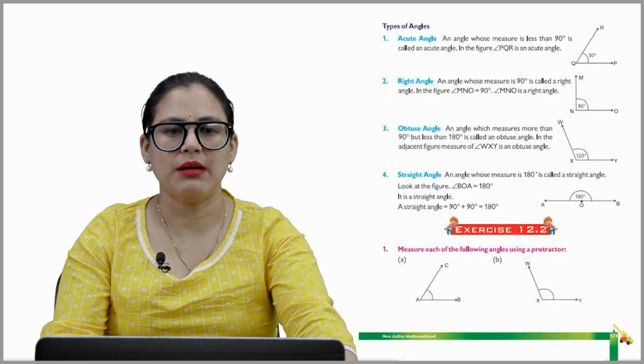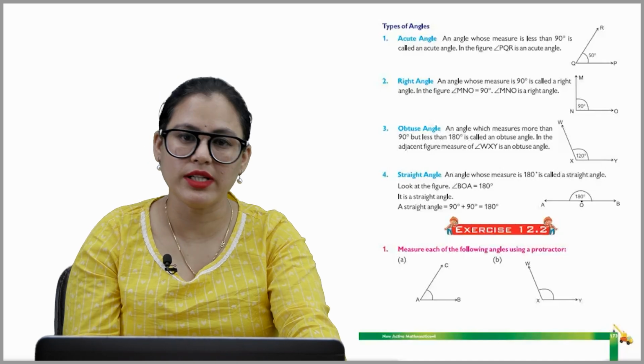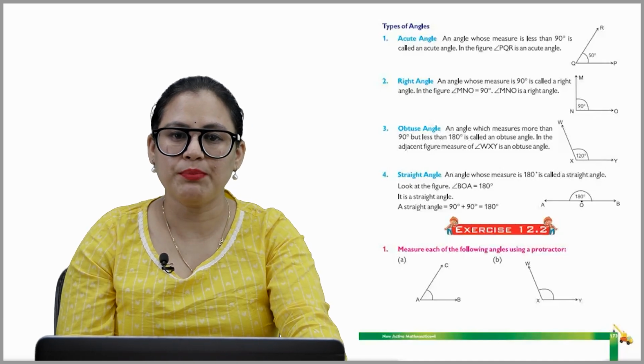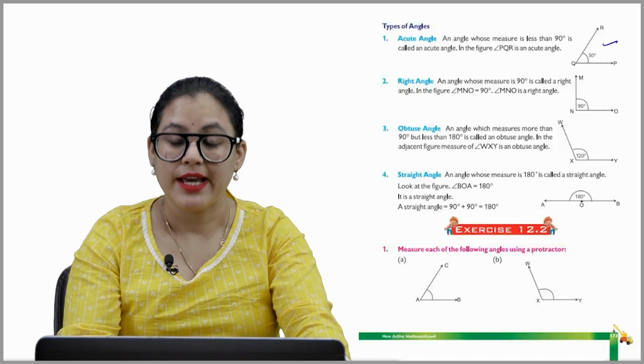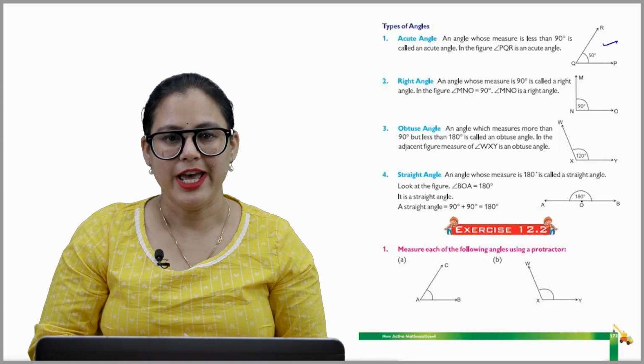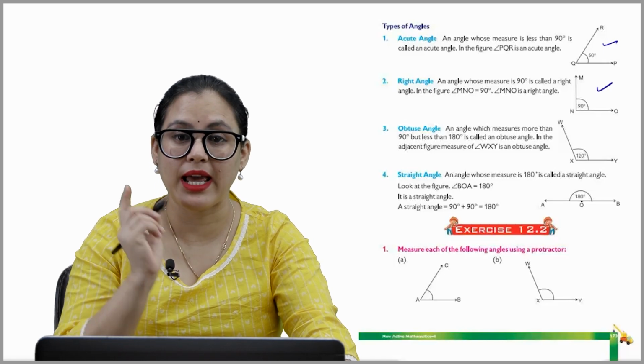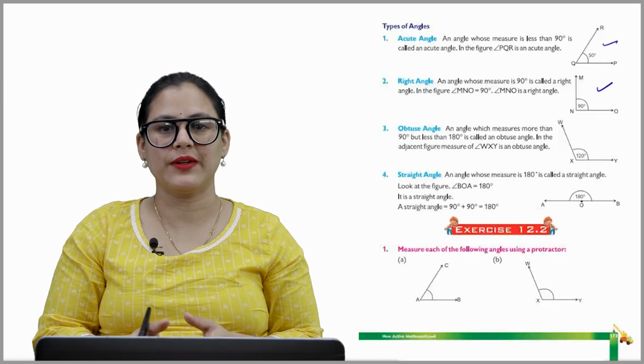Types of angles. Number 1, acute angle. An angle whose measure is less than 90 degrees is called an acute angle. In the figure, angle PQR is an acute angle. Okay. Right angle: an angle whose measure is 90 degrees is called a right angle. In the figure, angle MNO is equal to 90 degrees, and angle MNO is a right angle.